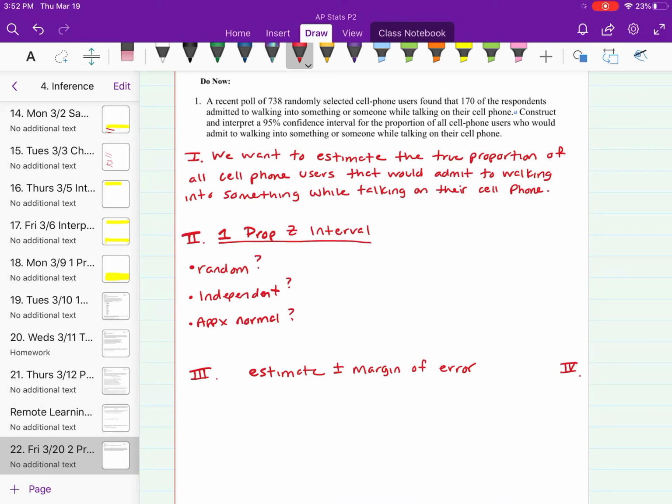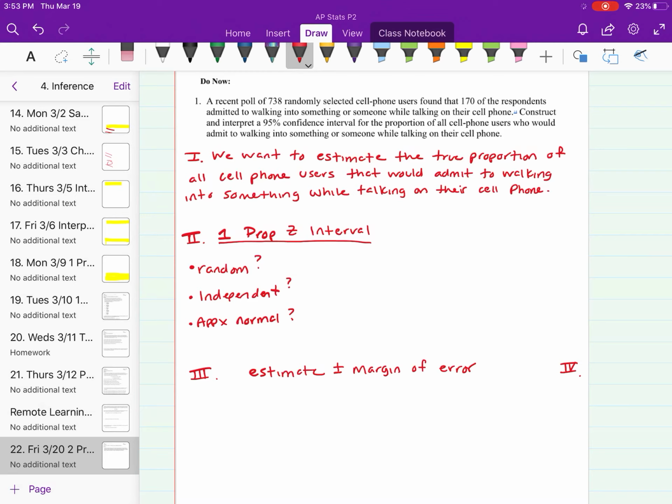Remember in step 1, when we're making a confidence interval, we don't say we want to test a claim about anything. We're not doing a null hypothesis or an alternate hypothesis because we're doing a confidence interval. So we want to estimate the true proportion of all cell phone users that would admit to walking into something while talking on their cell phone. Again, no Ha there. This is a 95% confidence interval.